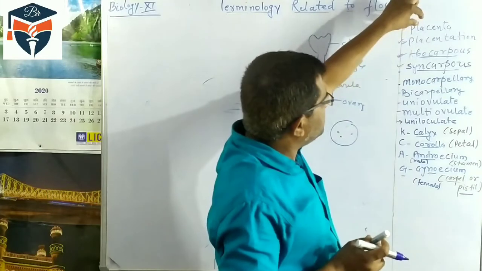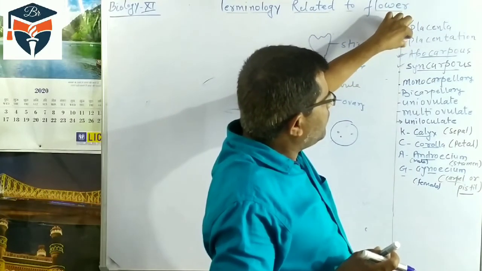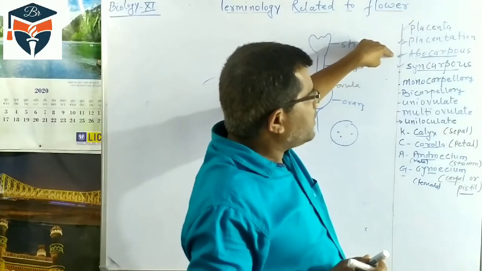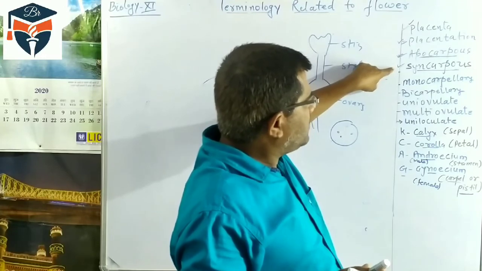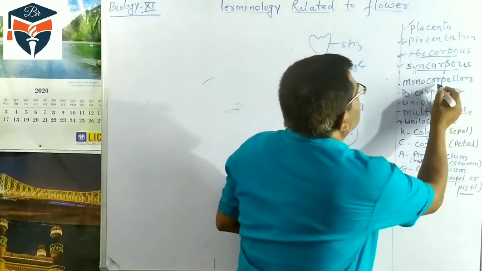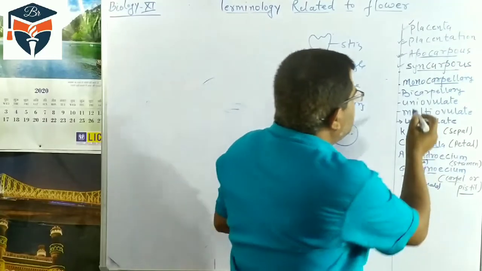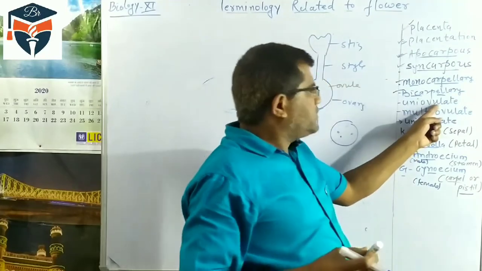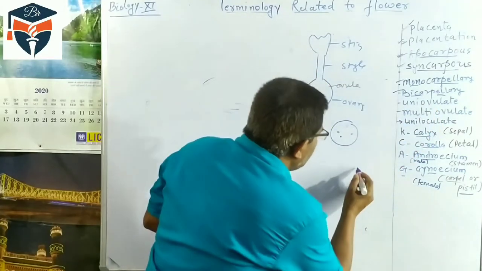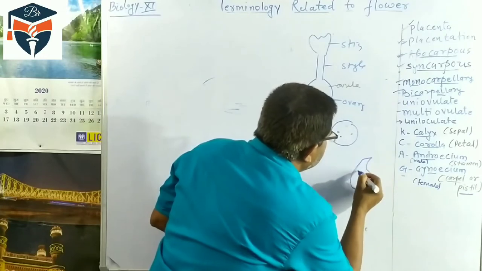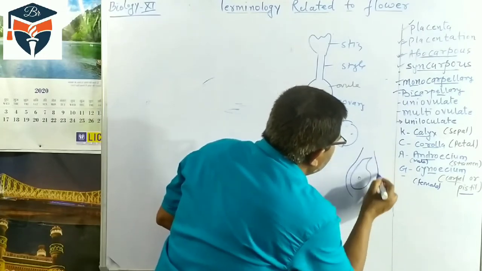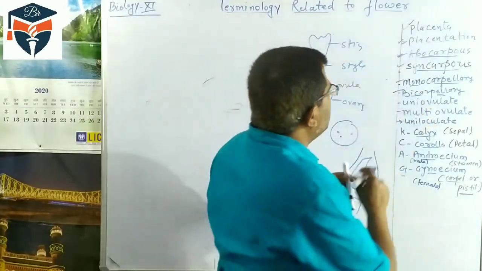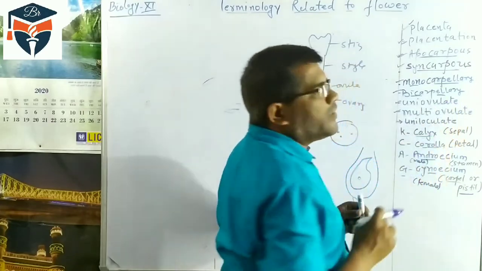So the placenta is a thread-like structure. The arrangement of ovules in the ovary is placentation. If ovules are free, it is called apocarpous. If they are fused, that is called syncarpous. If there is a single carpel, that is monocarpellary. If 2 carpels are there, it is bicarpellary. And if only a single ovule is present in the ovary, it is called a uniovulate ovary. If many ovules are present, it is a multiovulate ovary.